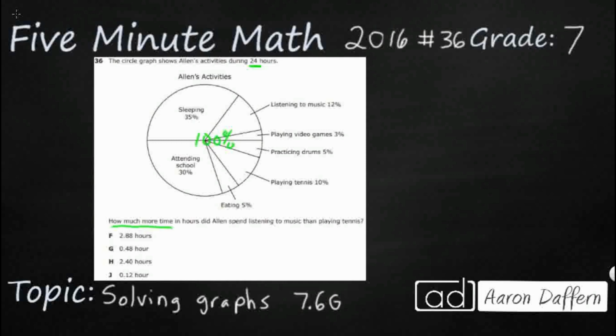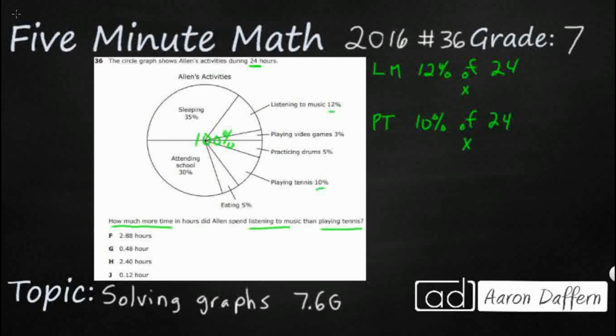So that means we're going to be comparing here. Did Alan spend listening to music and playing tennis? All right, so let's say listening to music, that is 12%. So I've got 12% of, remember, 24 hours. And then I've got playing tennis right here. So, all right, so playing tennis, 10% of 24. All right, if we write it like this, we know that we are going to be multiplying. All right, so we need to multiply.